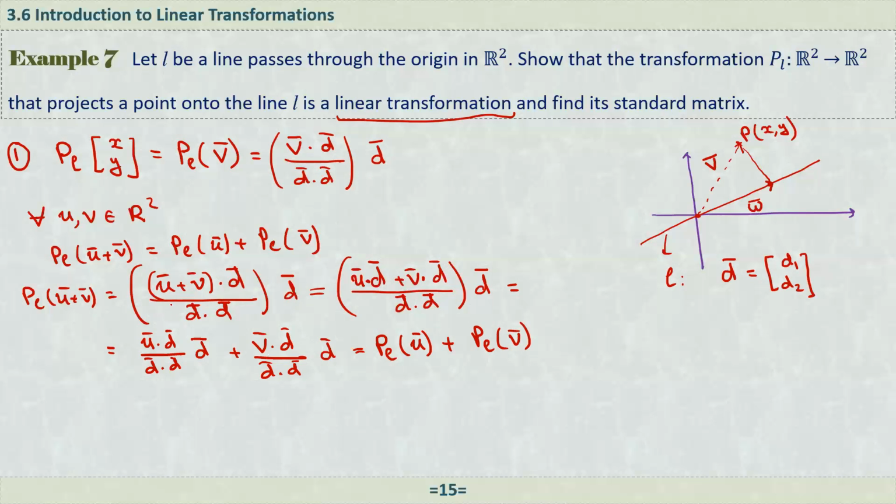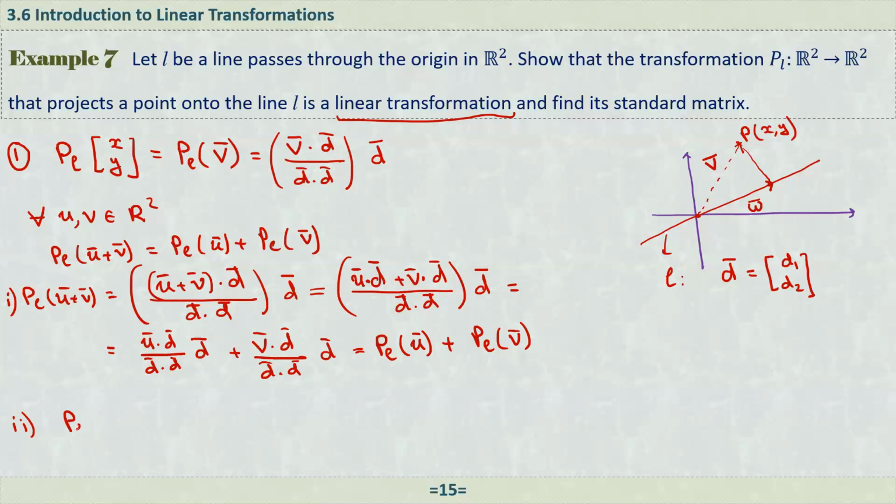So that means the first property holds. That is the first property. And how about the second property? The second property is that if you multiply by a scalar and then transform, or first transform and then multiply by the scalar, they must produce the same result.